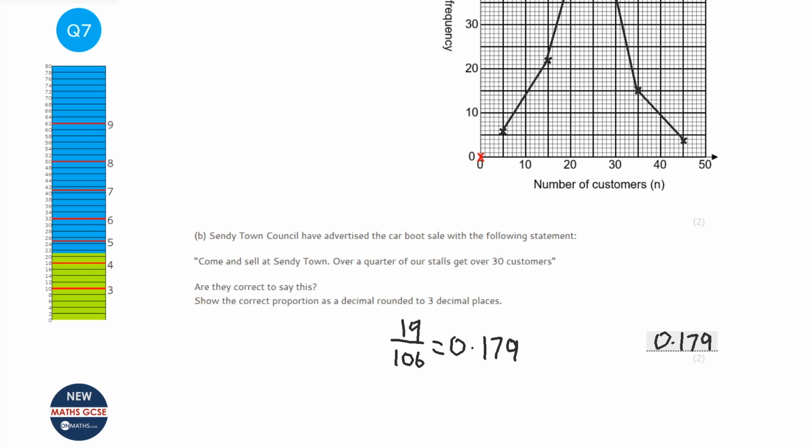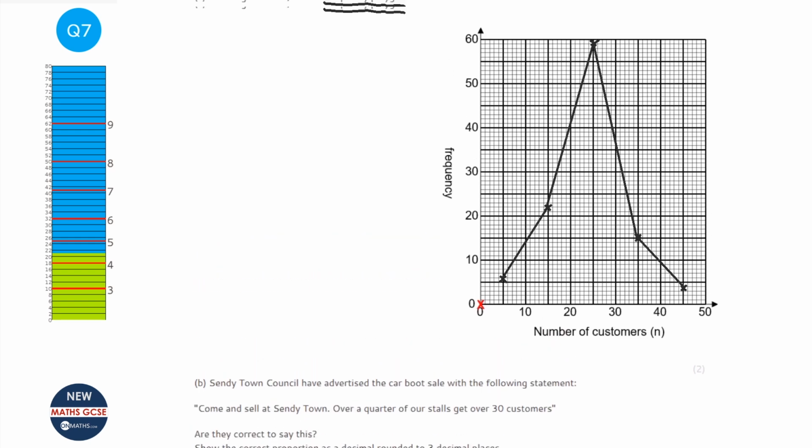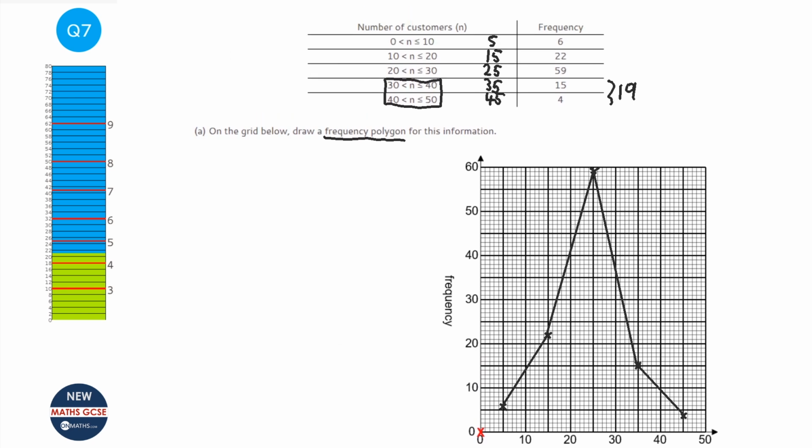So what I would say in the exam is no, because that is 17.9%. So it's less than 25%. And just write a sentence saying that yes, it's close, but it's not quite at 25%, because even rounding up to the nearest percentage, it's 18%, which is 7% lower than 25%. So just make sure you write all of the numbers in an answer that answers the question.